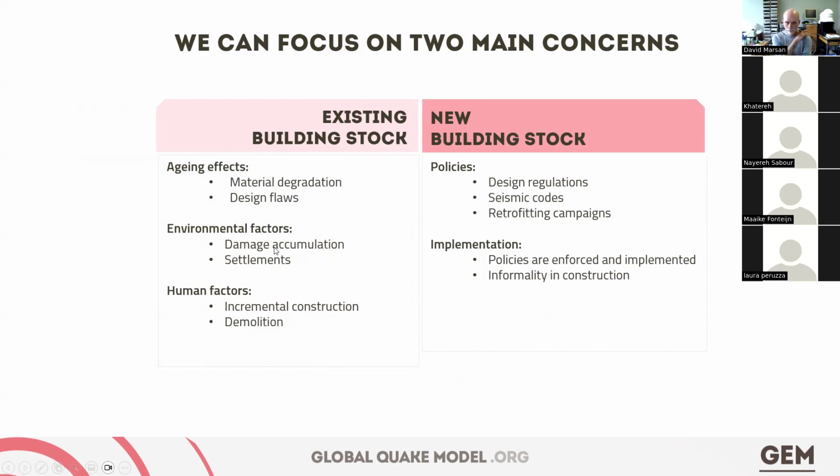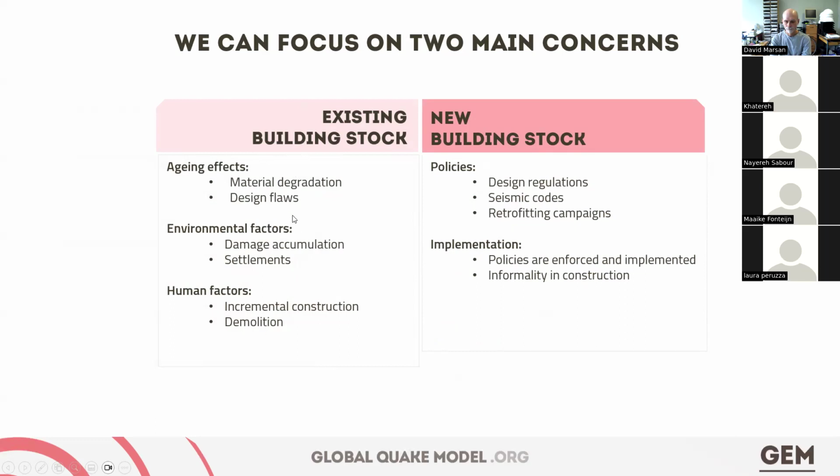Settlements due to bad foundations. These are some environmental factors that can happen. But maybe the most important are the human factors, because we make a lot of adjustments to the current construction. In Latin America, for example, we add new stories to existing buildings. We can also demolish existing buildings and build new ones. So all of these things are going to change the future fragility and vulnerability of the building stock.